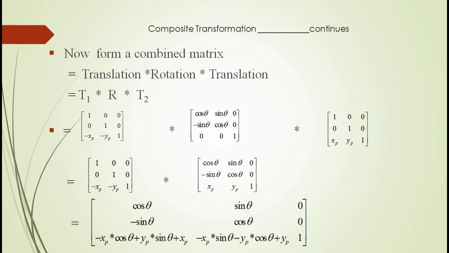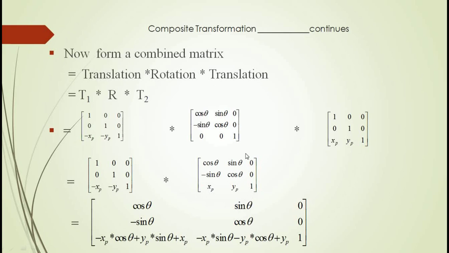Then after that, now form a combined matrix, that is translation into rotation into again translation, that is retranslation. We have to multiply these three transformation matrices. First is T1, that is translation. Second one is the rotation, that is R, into T2, which is equal to retranslation. This matrix is multiplied into this one, and the resultant matrix is this: cos theta, sin theta, 0; minus sin theta, cos theta, 0; xp, yp, 1.